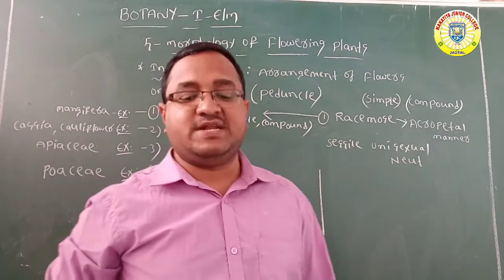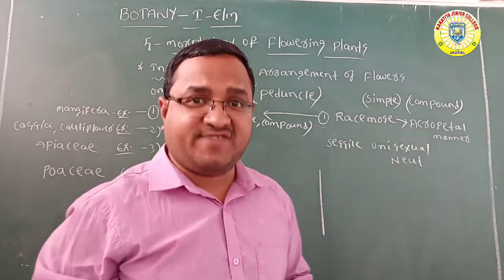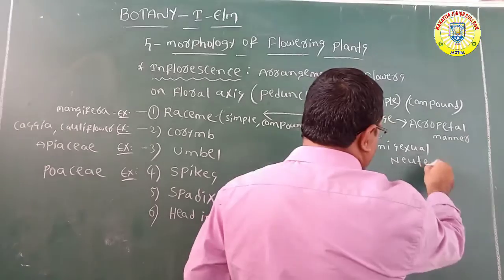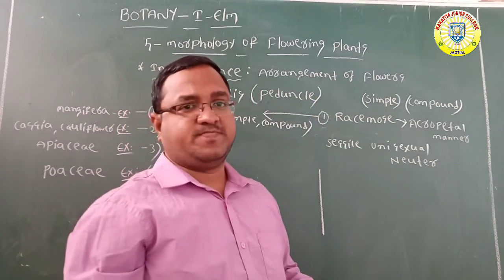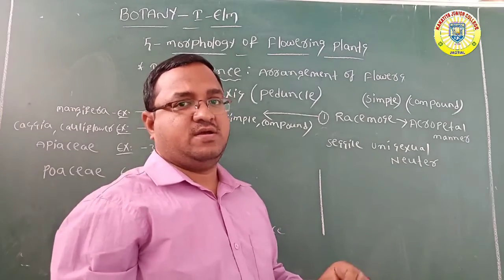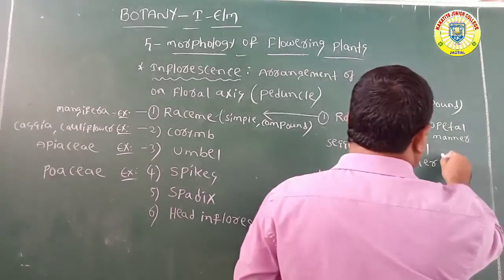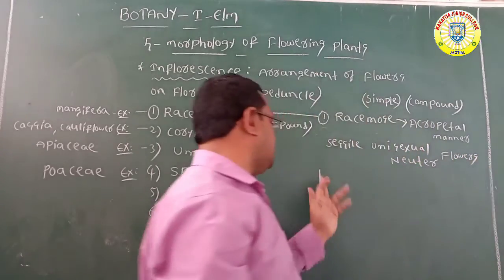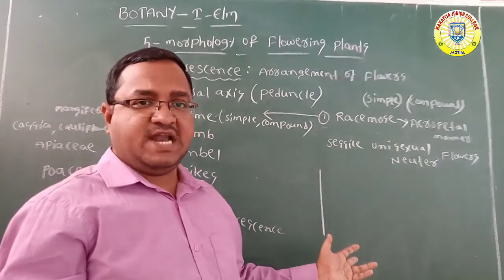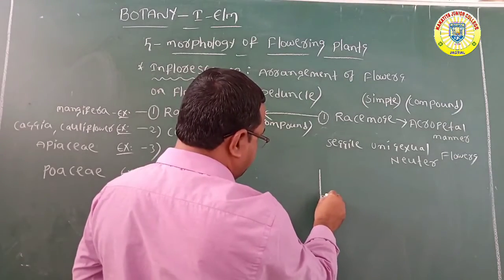Sessile flowers. Sessile means there is no stalk. Sessile unisexual and neuter flowers. Neuter flowers, which may be neutral. Okay, neuter, sessile unisexual neuter flowers are arranged on the floral axis.